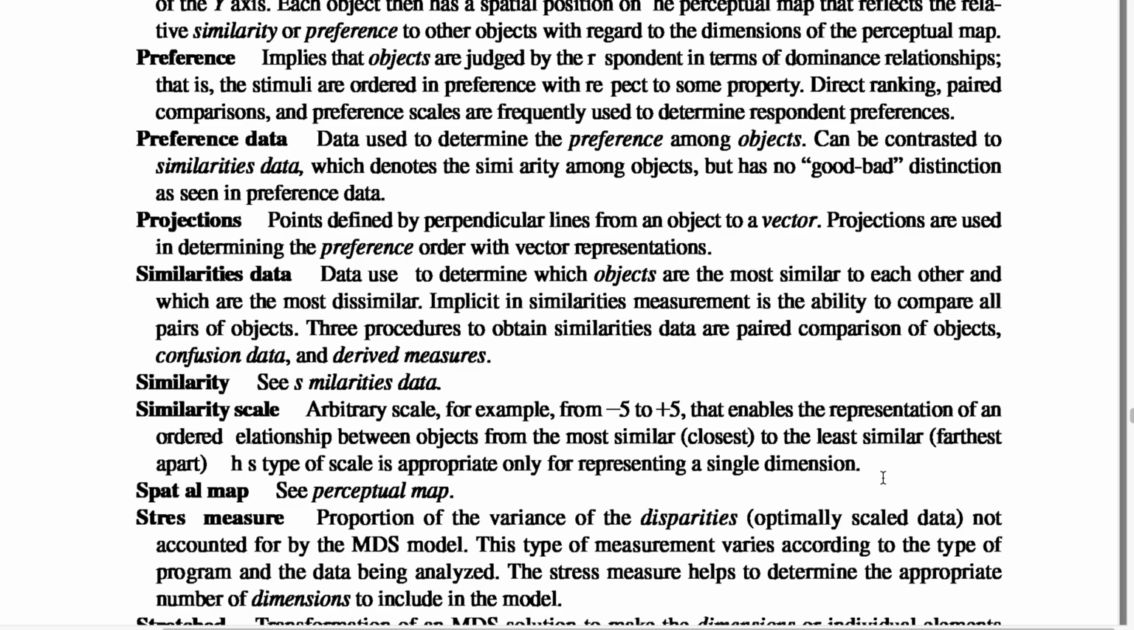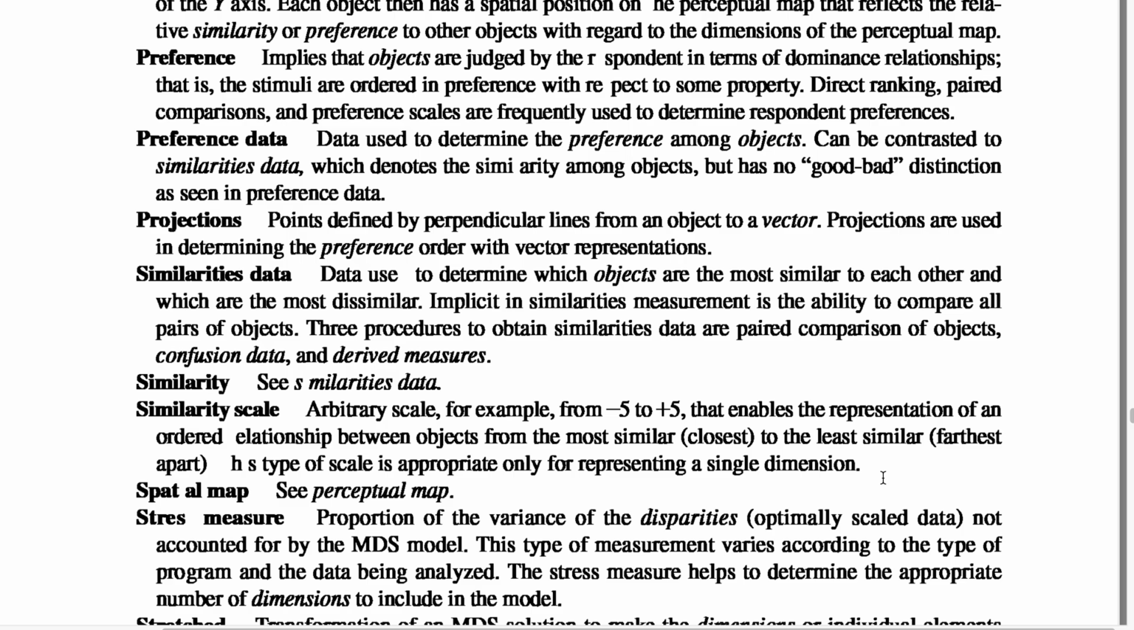Projection. Points defined by a perpendicular line from the object to the vector. Projections are used in determining the preference order with vector representation. Similarities data. Data used to determine which objects are the most similar to each other and which are the most dissimilar. Implicit in the similarities measurement is the ability to compare all pairs of objects. Three procedures to obtain similarities data are paired comparison of objects, confusion data, and derived measures.